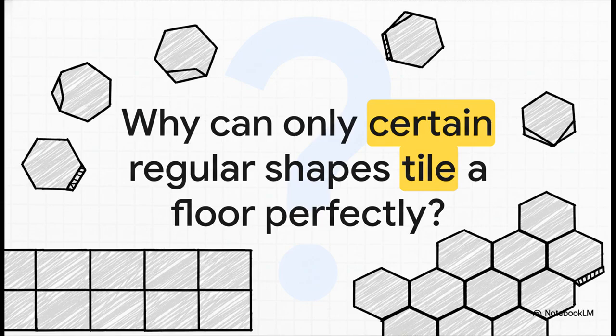So this leads to a really good question. If you look at a tiled bathroom floor, you see tons of squares, right? Maybe some hexagons. But you never ever see a floor tiled perfectly with regular pentagons. Why is that? Well, it's not just a design choice. There's a very specific mathematical reason.